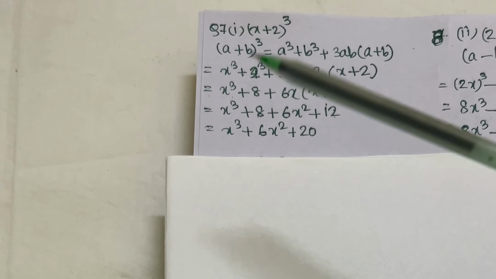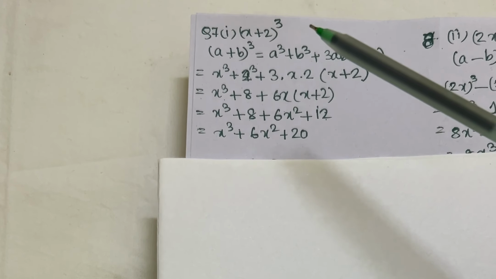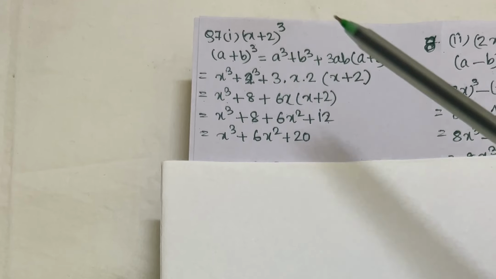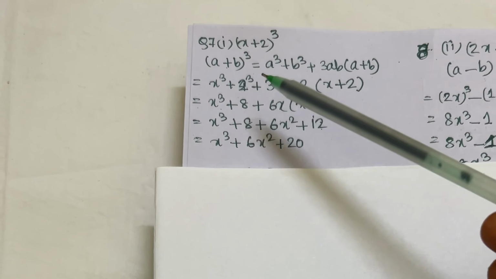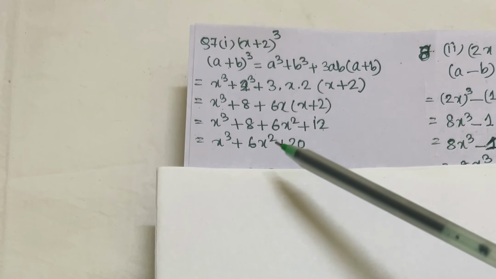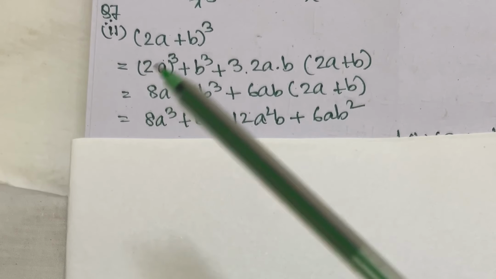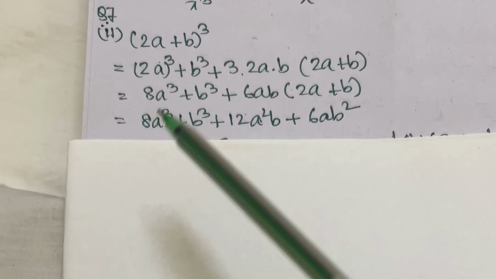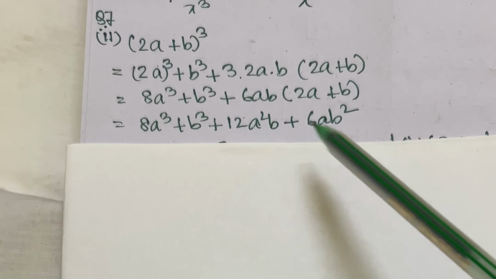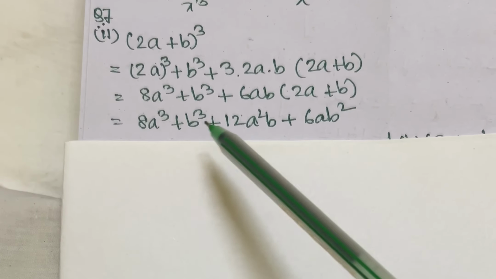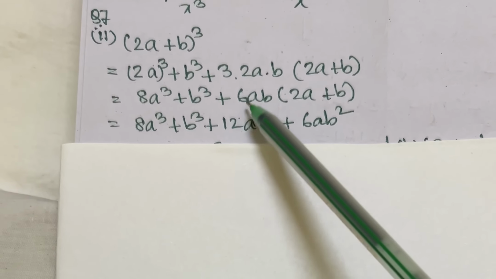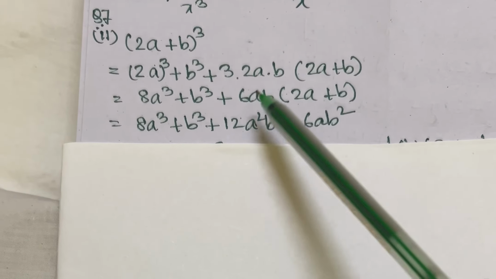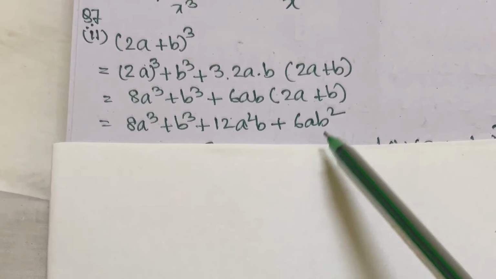Sum number 1, that is x plus 2 whole cube. Very easy, a plus b whole cube formula. So this is the formula, substituting accordingly and we get x cube plus 6x square plus 20. Part 2, similarly a plus b whole cube format, just putting the formula and substituting it, we get 8a cube plus b cube plus 12a square b plus 6ab. See over here, that is 3ab into a plus b, so we are multiplying this and we are getting this.